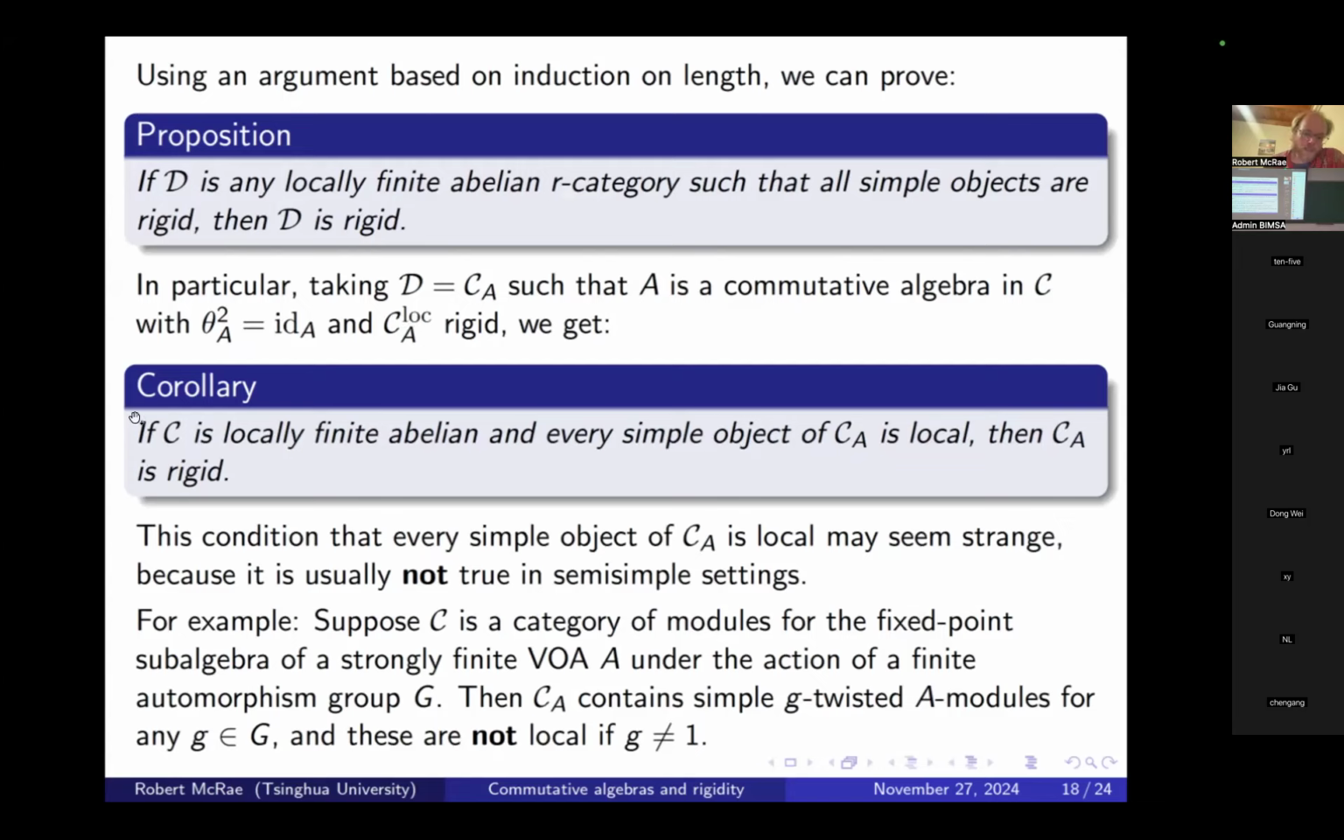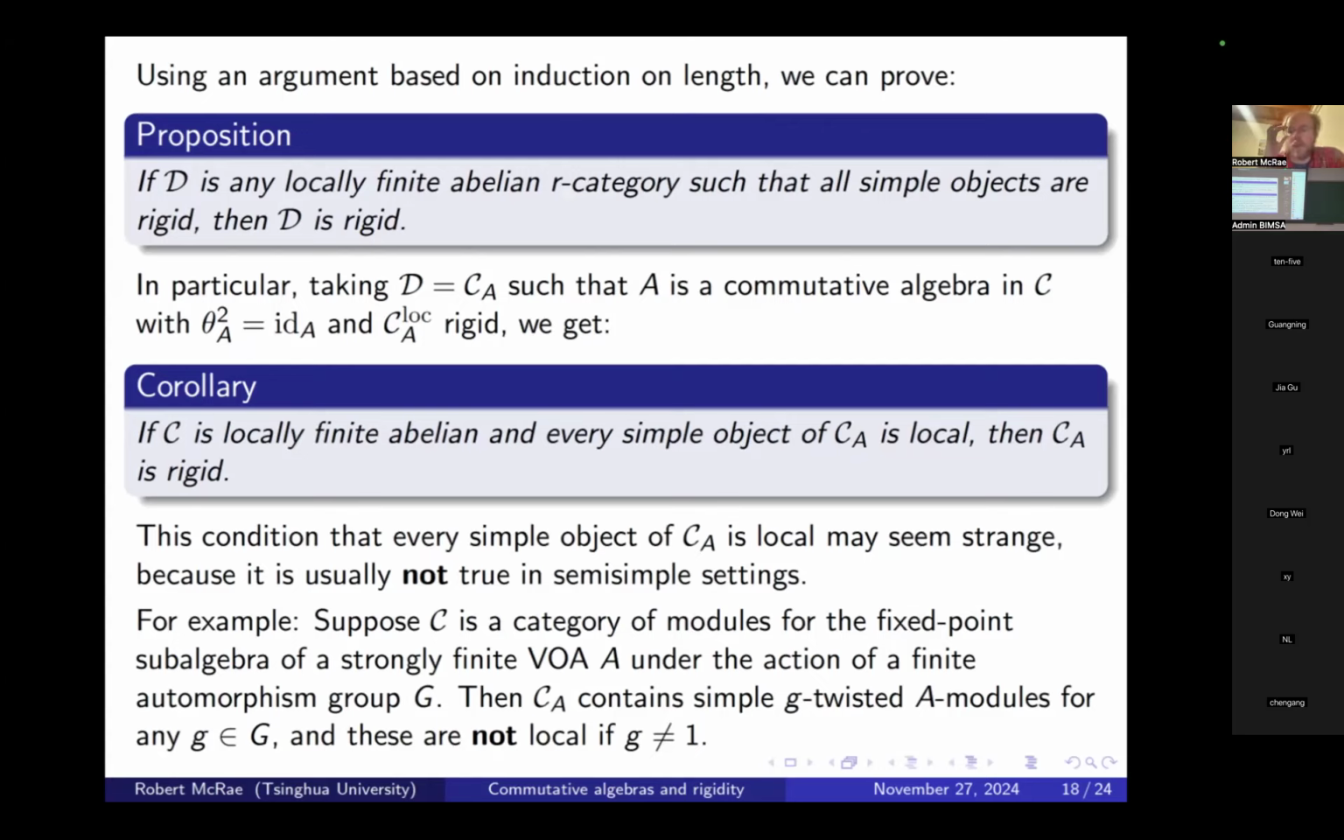So then, based on everything so far, if I assume that C is locally finite abelian, and I assume that every simple object of CA is local, and I'm still assuming that CA local is rigid, then CA is also going to be a rigid category. And this may seem like a bit of a cheating way of getting rigidity of CA because I'm making this strange assumption that every simple object of CA is local. That's maybe a strange assumption that's definitely not going to be true in many situations.